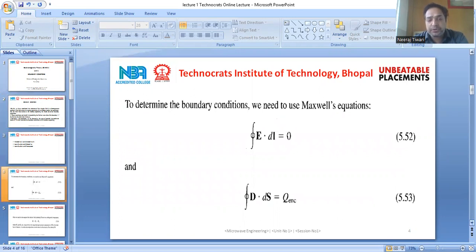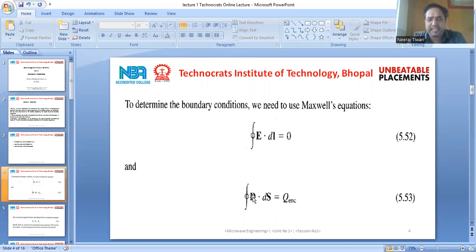Before discussing boundary conditions, first of all, we need to understand Maxwell's equations, which are very important while determining the boundary conditions. The first Maxwell equation, which we all know, is the closed path line integral of E dot dl equals 0. I am taking this as equation number 5.52.